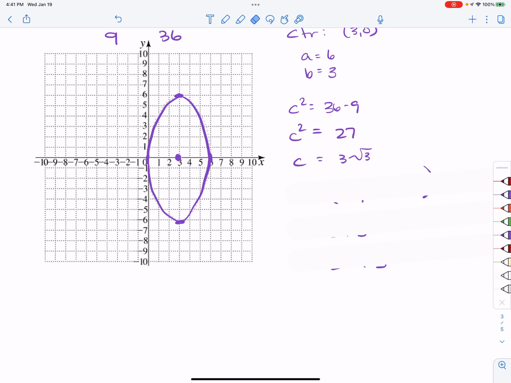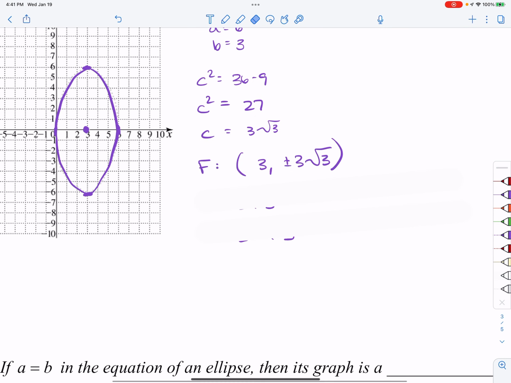So from my center then, the 3, the x value isn't going to change, but I'm going to go up 3 root 3 or down 3 root 3 from that center point. So that gives me my 2 focus points. Domain is from 0 to 6, and my range is from -6 to +6.